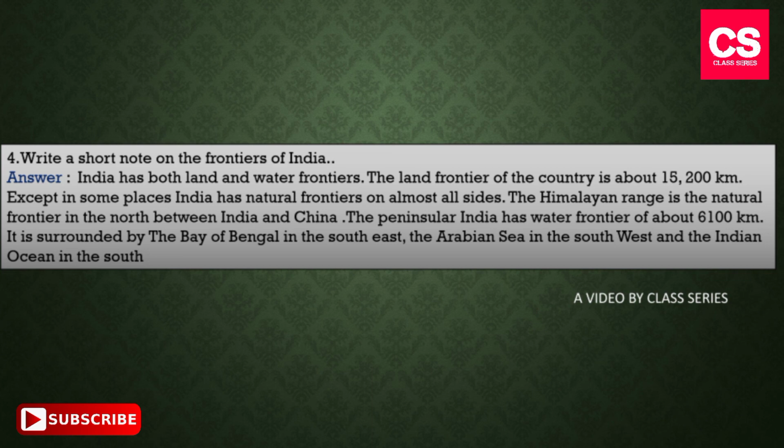The peninsular India has water frontier of about 6,100 km. It is surrounded by the Bay of Bengal in the southeast, the Arabian Sea in the southwest, and the Indian Ocean in the south.